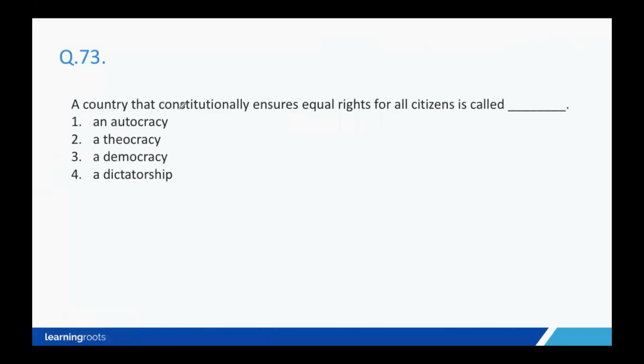73. A country that constitutionally ensures equal rights for all citizens is called a democracy. In a democracy, all citizens have equal rights. An autocracy is where you basically have one despotic ruler, a dictatorship, and so on. All of these are talking about basically a single rule and so on.